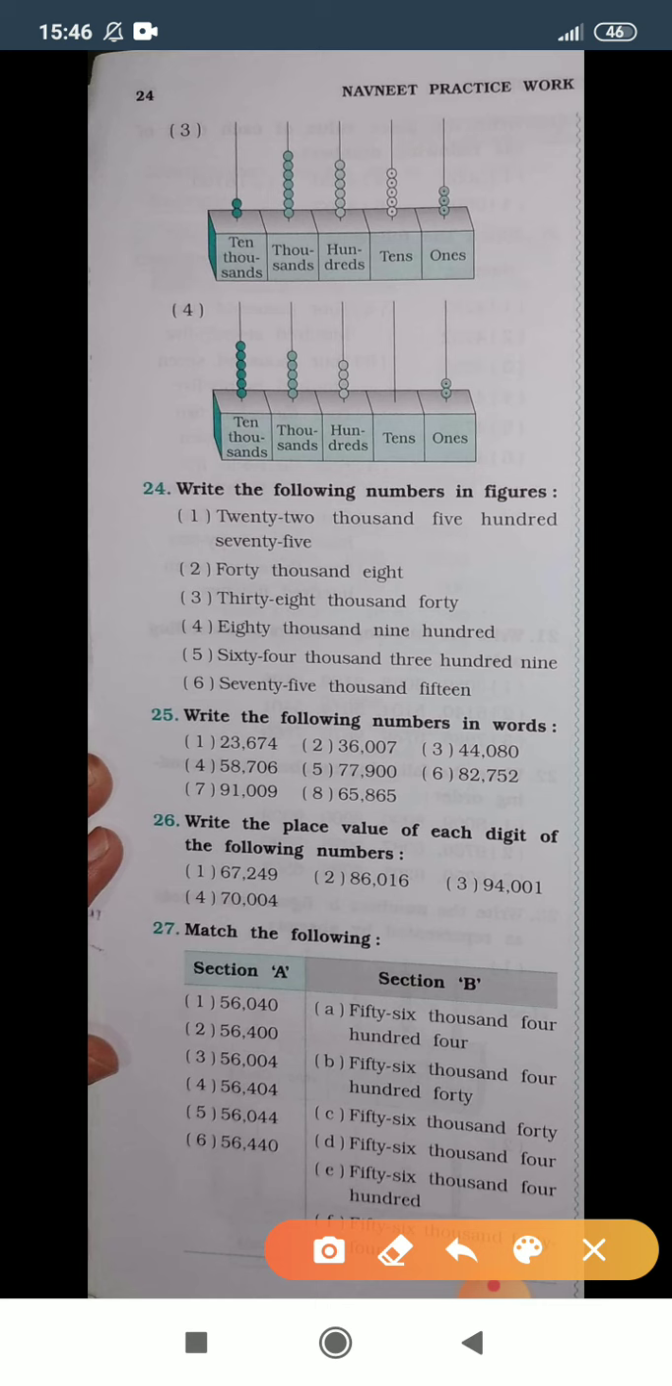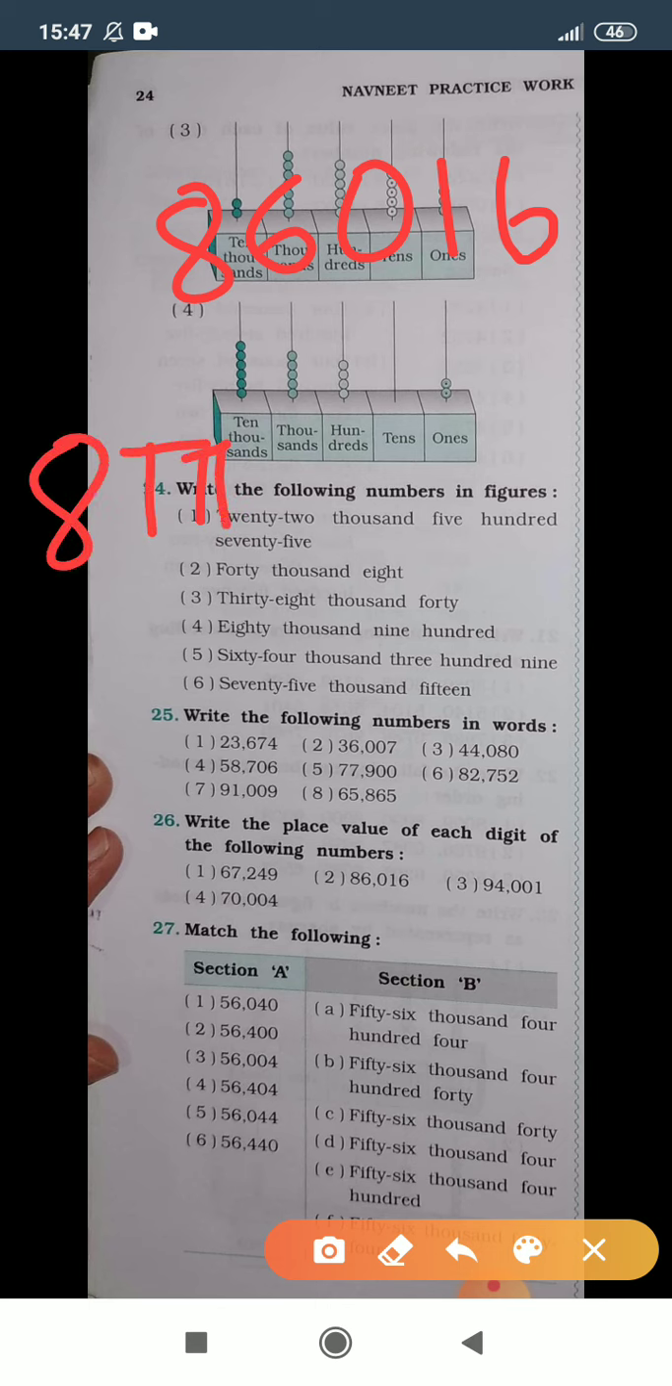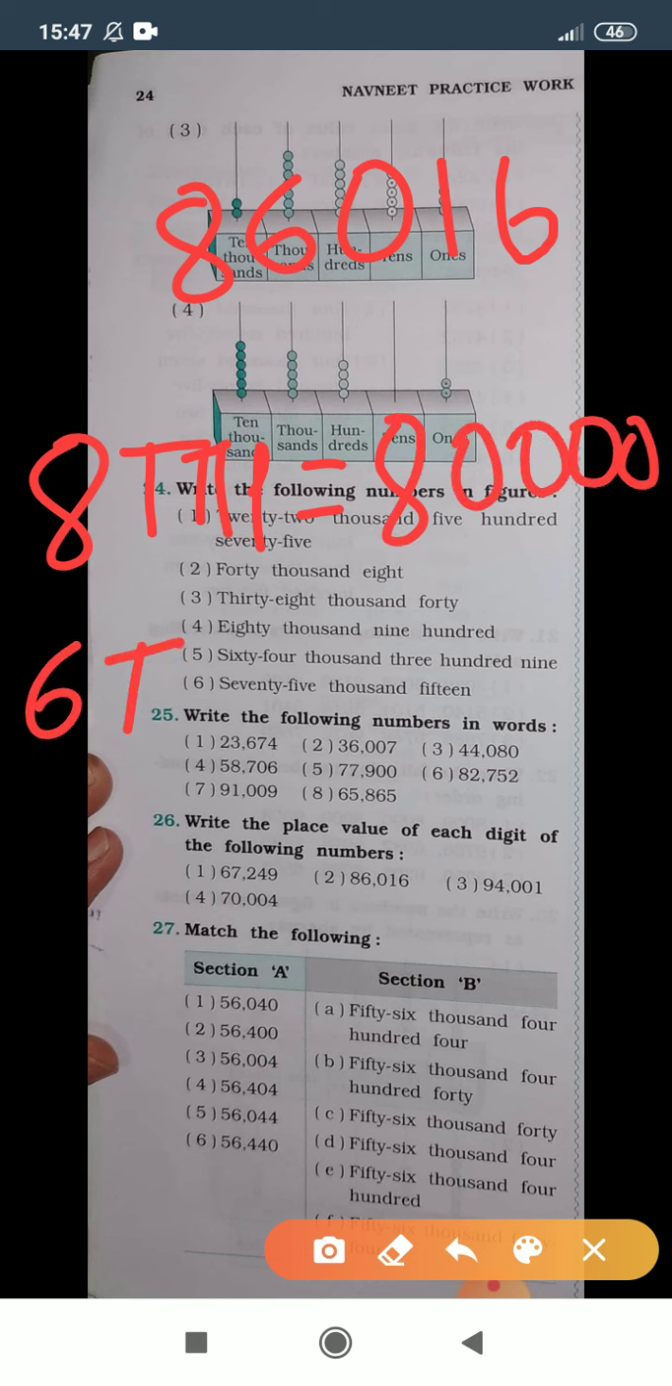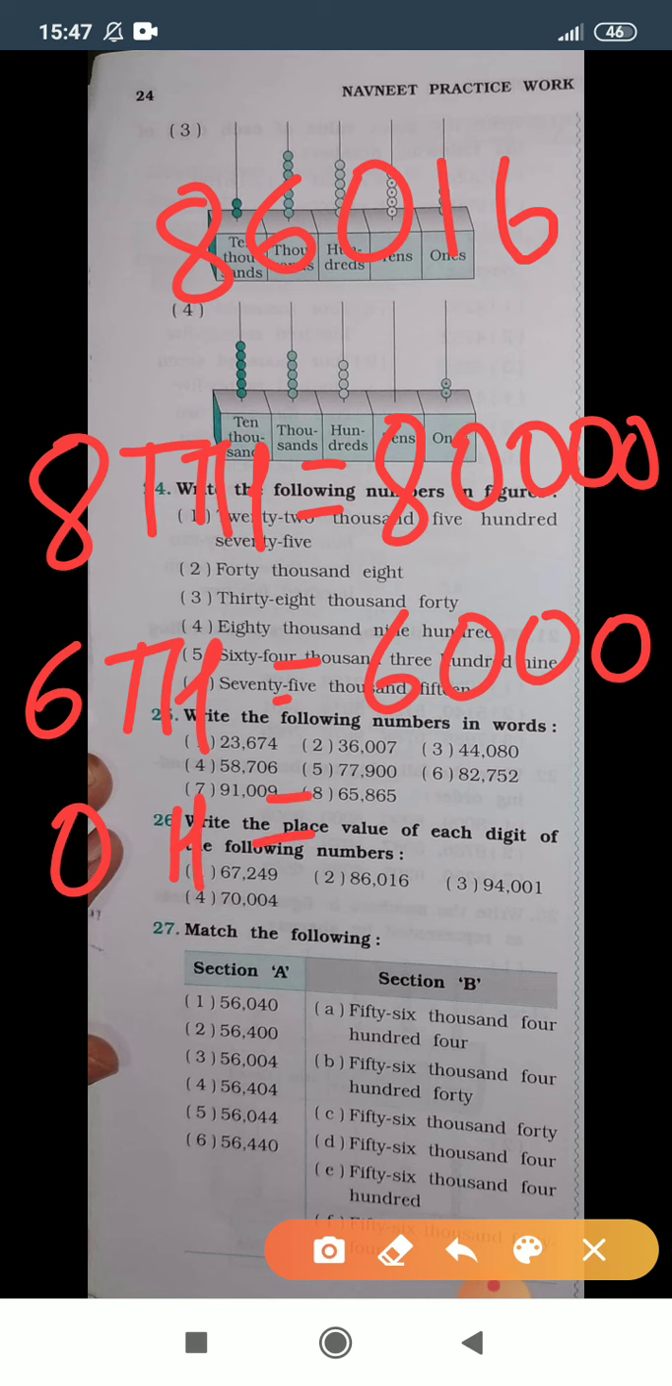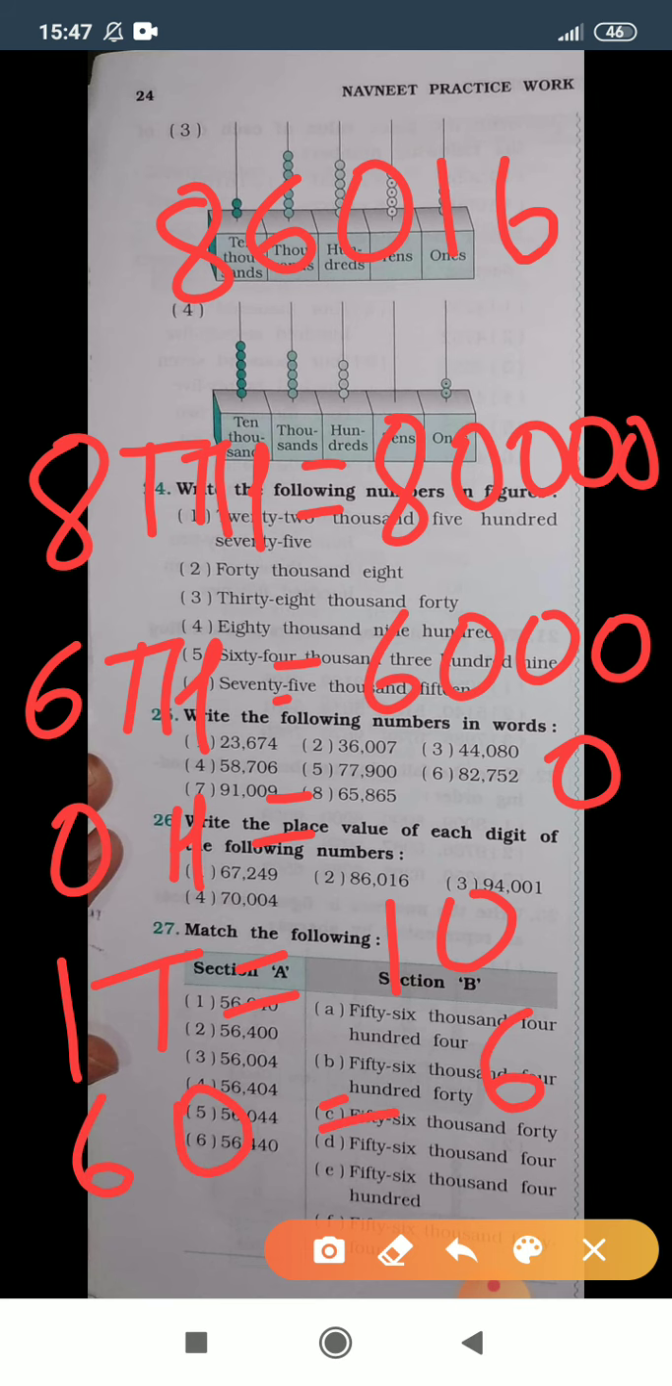Let's see the next question. 8, 6, 0, 1, 6. So 8 is on 10,000 place, that means 4 zeros. 6 is on 1000 place, that means 6,000. 0 is on 100 place, so you can write it as a single 0. 1 is on tens place, that means 10. 6 is on ones place, that means 6 alone.